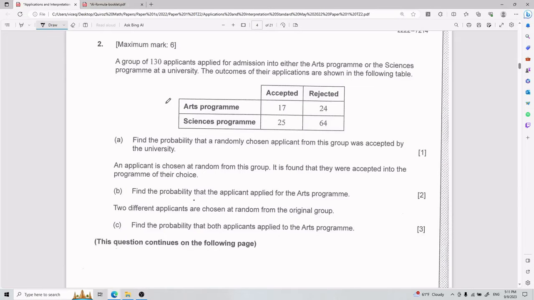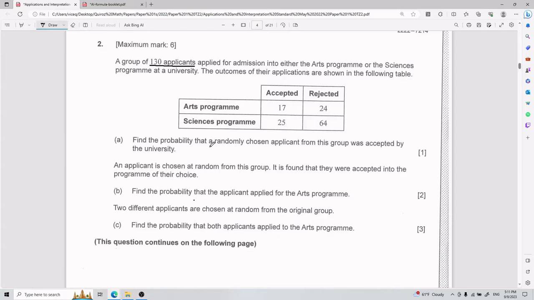All right, for this next one, we have that a group of 130 applicants applied for admission into either the arts program or the sciences program at a university. The outcomes of their applications are shown in the following table. So just so that we understand what's going on here, to read the table: those that got accepted into an arts program are 17. Those that got rejected to a sciences program are 64. All right, that is how you read the table.